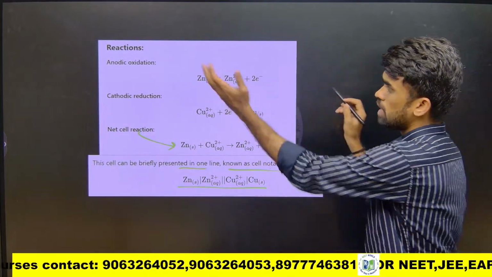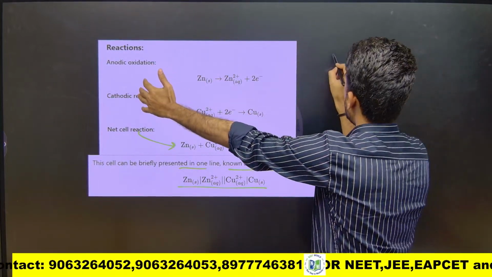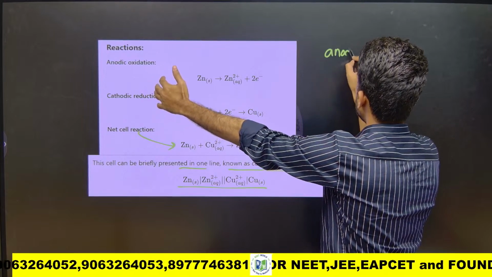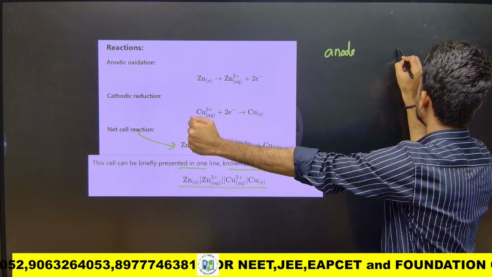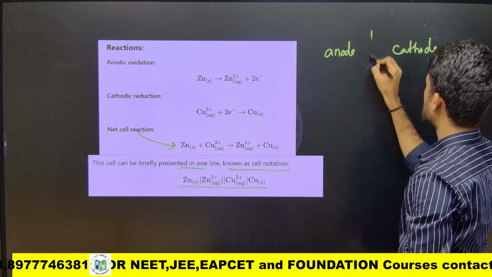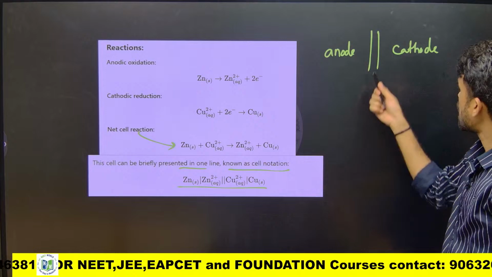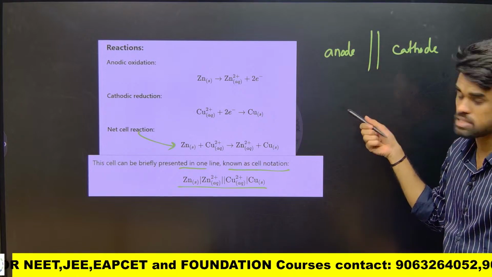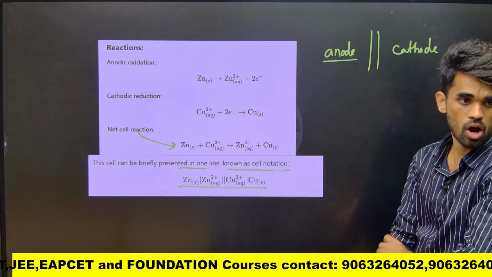So first of all, on the left side what have we taken? Anode we have taken, and on the right side we have taken cathode. In between them, what is connecting? A salt bridge. So the salt bridge is represented like this. Now what happens at the anode? Oxidation.